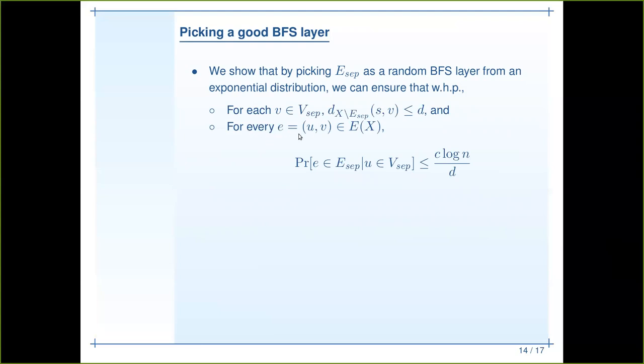And the second property is that for every edge (u,v) in the edge set of this SCC, the probability that this edge belongs to E_sep, so the probability that it is a back edge, conditioned on the event that u belongs to V_sep, is at most this fraction here. Okay, so think of this event here as a bad event, the event that e becomes a bad back edge. So we want to bound this probability here. And that's what this lemma here is doing. Okay. So let's look at why this gives a good approximate topological order.